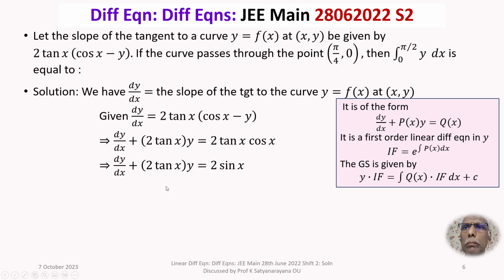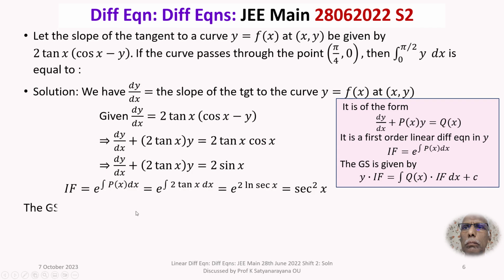Great. So in our case, the integrating factor is e power integral p of x dx. p of x is 2 times tan x, so e power integral 2 times tan x dx, and integral of tan x dx is ln of secant x. e power 2 into ln of secant x is equal to e power ln of secant square x, and that will be equal to secant square x. Thus we have obtained the integrating factor.